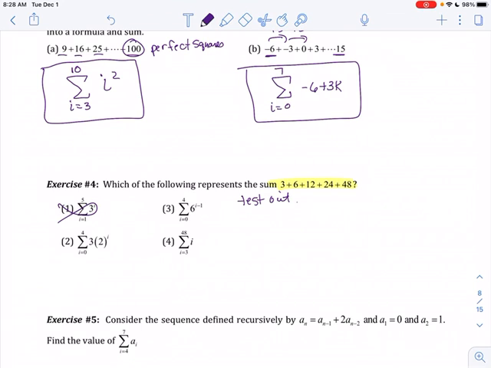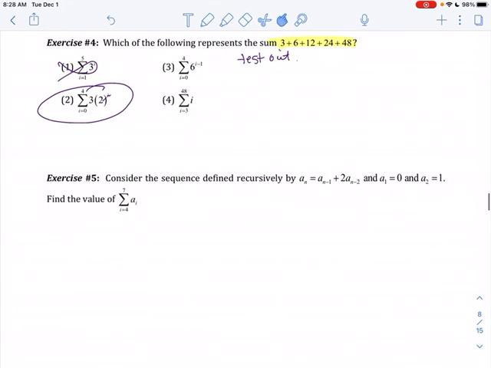Try choice 2. Plug in 0. 2 to the 0 is 1, times 3 is 3. Plug in 1. 2 to the 1 is 2, times 3 is 6. Plug in, what am I up to? 2. 2 squared is 4. 4 times 3 is 12. Oh, it looks like this is working. Plug in 3. 2 to the third is 8. Times 3 is 24. There we go. We got a winner. So you're just testing it out to see what works or not.